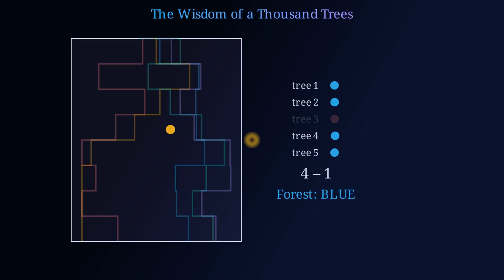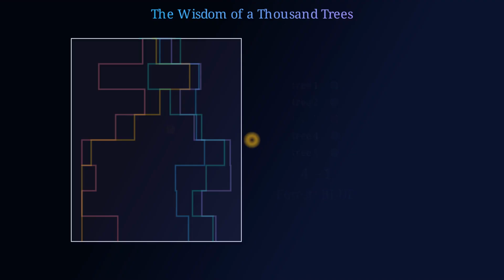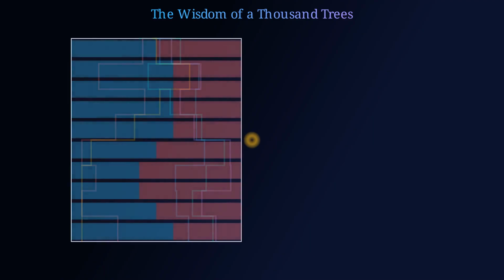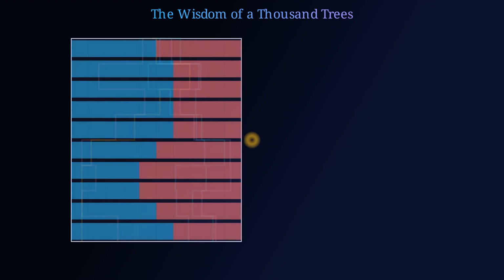Now let's do this vote not for one point, but for every point in the plane at once. For each location, we ask all the trees and color it by the majority. As we sweep across the whole plane, the forest's combined decision boundary emerges. Watch what it looks like compared to any single tree.